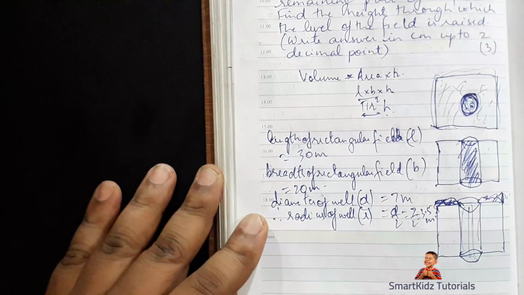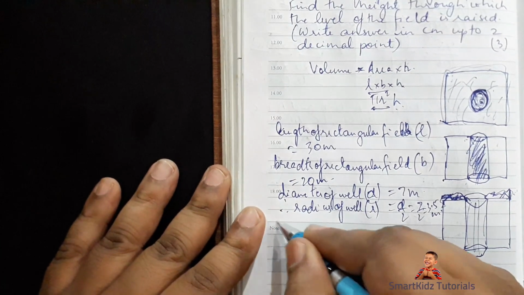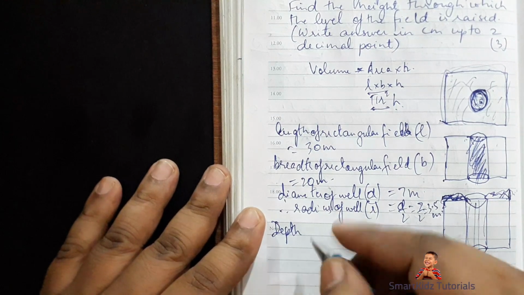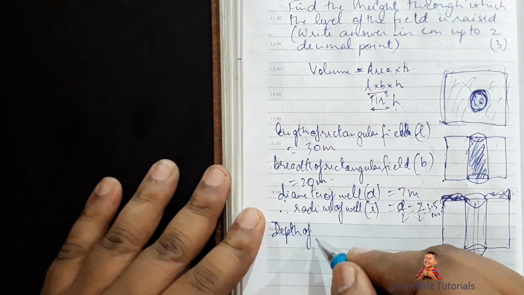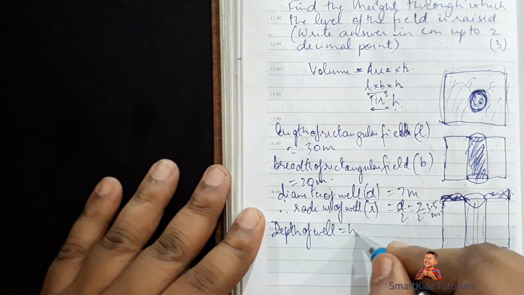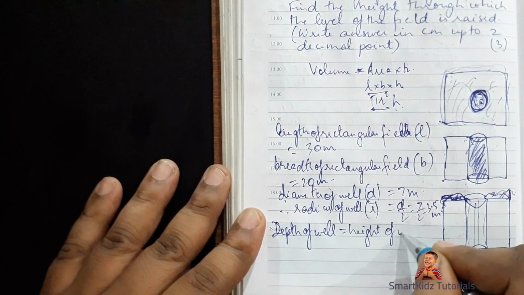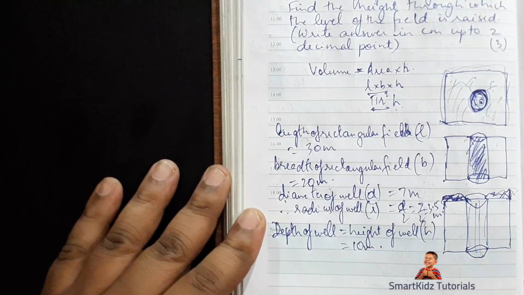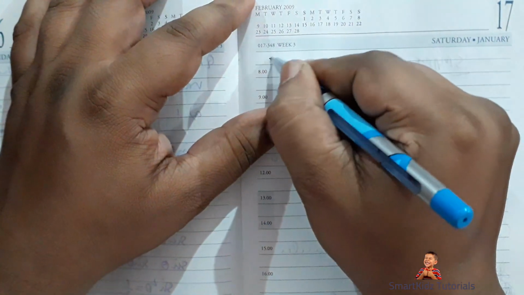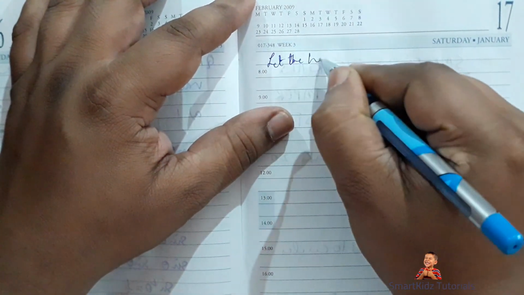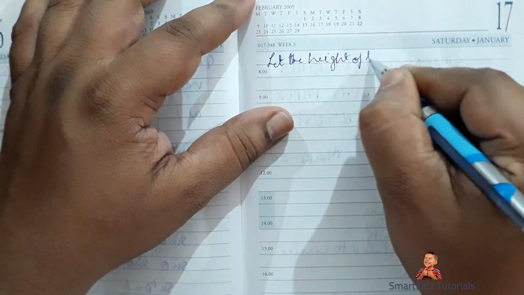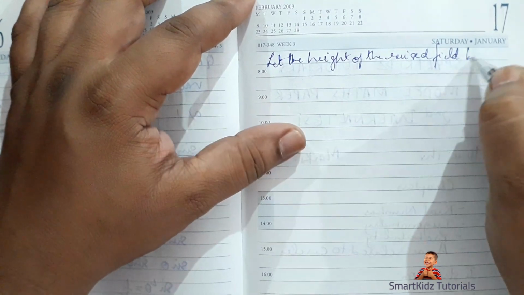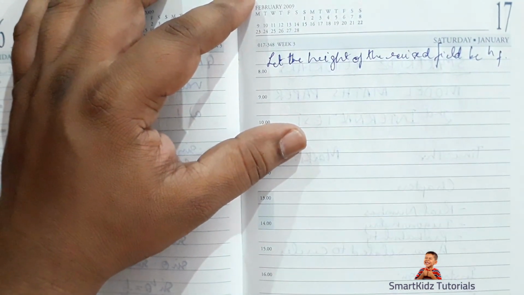Now, the depth of the well. Since we are speaking about the depth of the well, we have been given that depth of the well as 10 meters. So that is actually the height of the well. So depth of well is equal to the height of the well, which is H, and that would be equal to 10 meters, that is given to us. I'll just make one assumption. Let the height of the raised field be HF. It becomes easier for us to take.